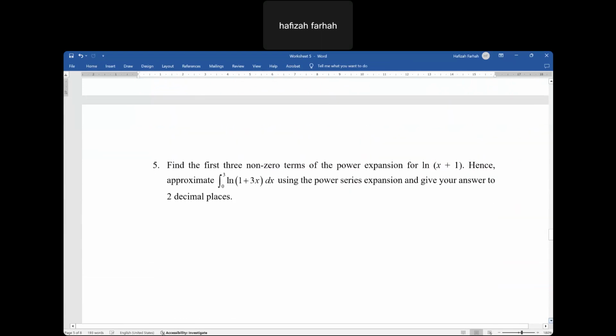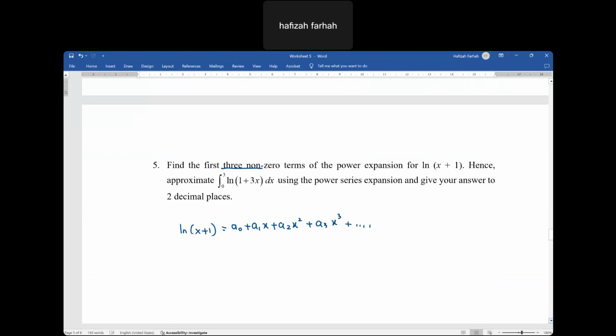This one, find the first three non-zero terms of the power expansion. Meaning that for this case, you have to use all the 4 steps. Equals to the power series, a0 plus a1x plus a2x squared, a3x cubed. You need to find 3 non-zero terms. Since the first one will be 0, so 1, 2, 3, you can stop up until x cubed.